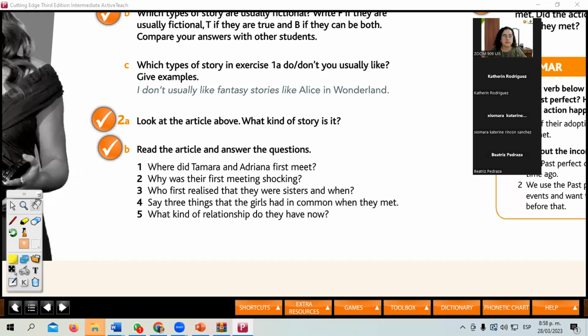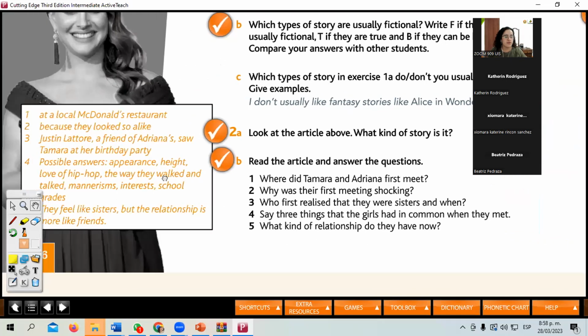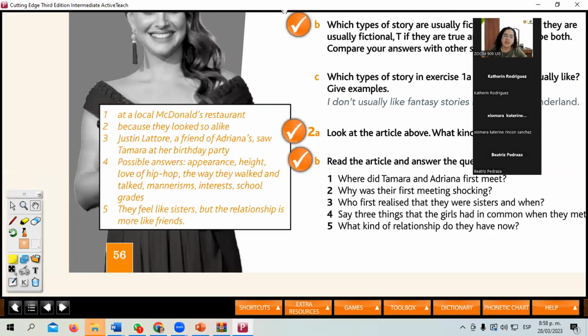A relationship right now is more like friends. Yes, so their relationship right now is more like friends, not so much like sisters, right? So here we have the answers. McDonald's, they looked so alike. It's like watching the same person.